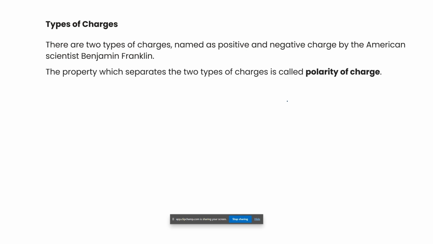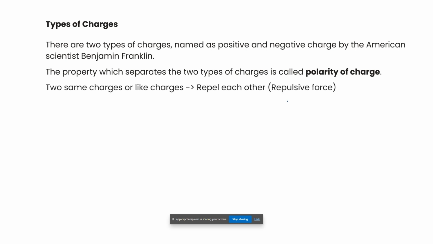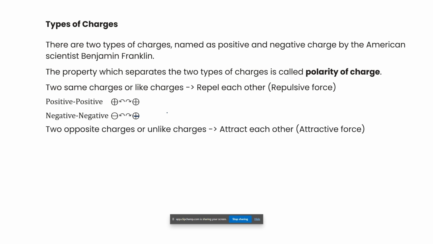The property which separates these is called polarity. Now two same charges, positive charges repel each other, negative charges repel each other. And if there are different charges, meaning opposite or unlike charges, they attract each other, so there is an attractive force between positive and negative charges.